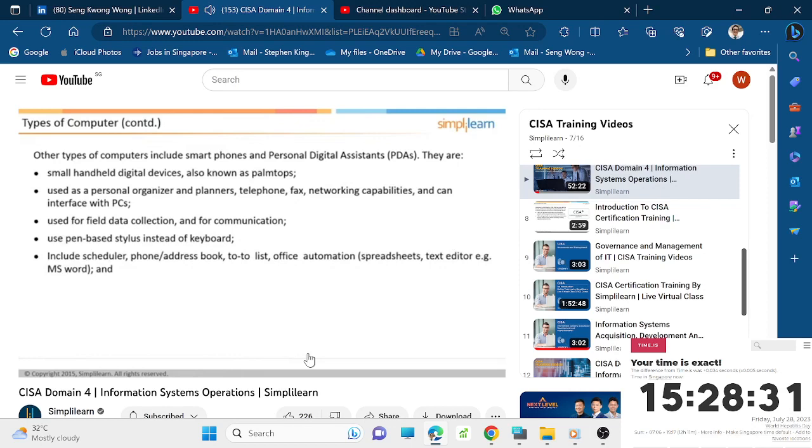They can also be used as schedulers, phone address book, to-do list, and for office automation, spreadsheets, text editor, for example, MS Word. Some have handwriting recognition capability. In the next screen, we will continue our discussion of computer hardware and architectures and learn about peripheral devices.